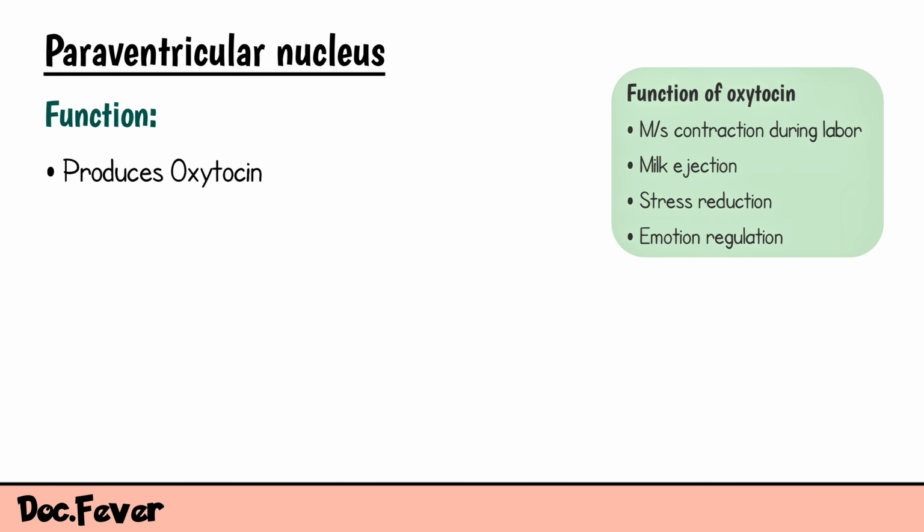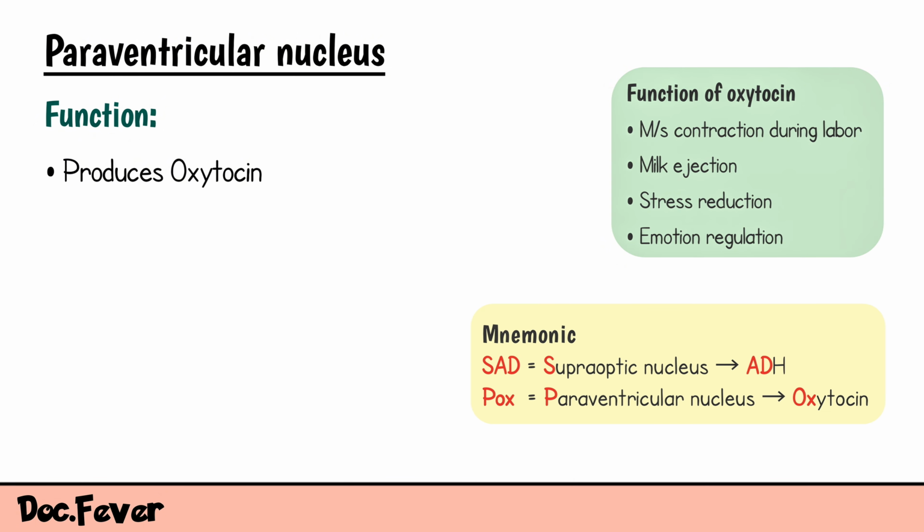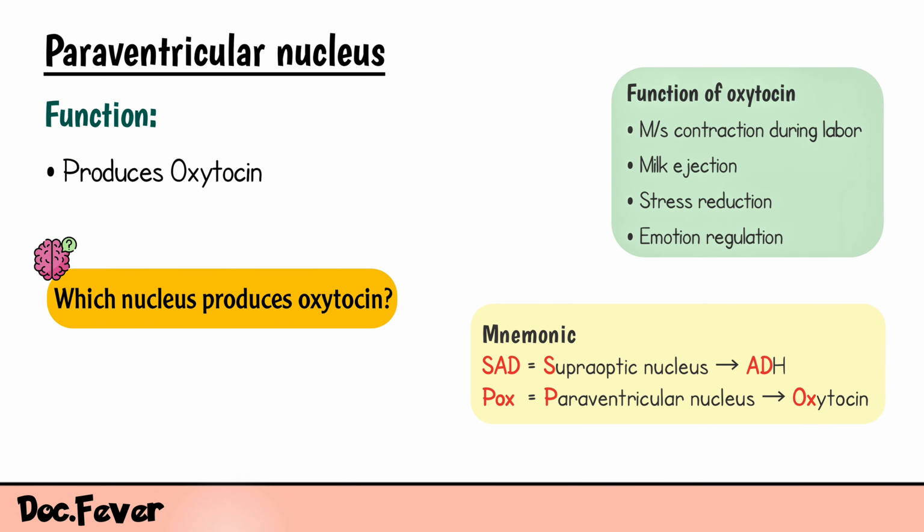The second nucleus is the paraventricular nucleus. Its function is that it produces oxytocin, which helps in muscle contraction during labor, milk ejection during breastfeeding, and also helps in stress reduction and emotional regulation. You can remember these two nuclei and their functions by the mnemonic SAD box. From the exam point of view, it is a very important question which nucleus produces oxytocin. So the answer is the paraventricular nucleus.